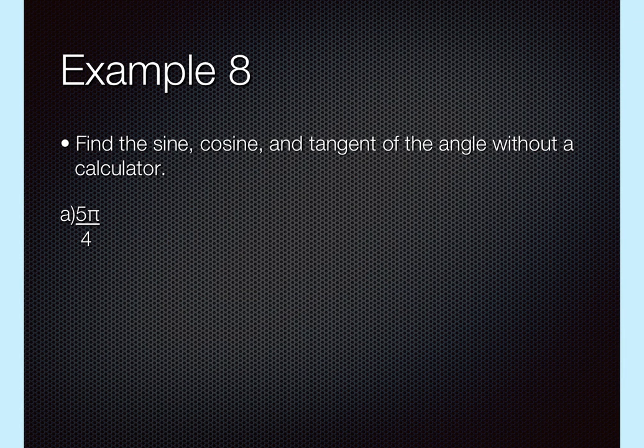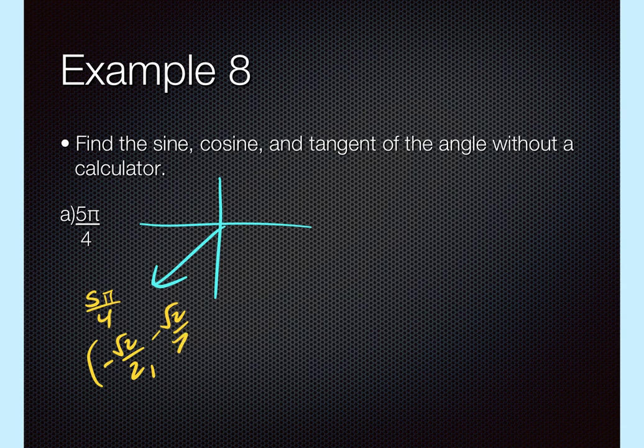All right, again, quiz question. Find the sine, cosine, and tangent of the angle without a calculator. So let's think about the 2 ways you could do it. One is 5 pi over 4 on your unit circle. Yes, if you drew out your unit circle, it's already there. What's the coordinate point at 5 pi over 4? Negative root 2 over 2. And negative root 2 over 2. And what's your tan? 1. You already found all 3.